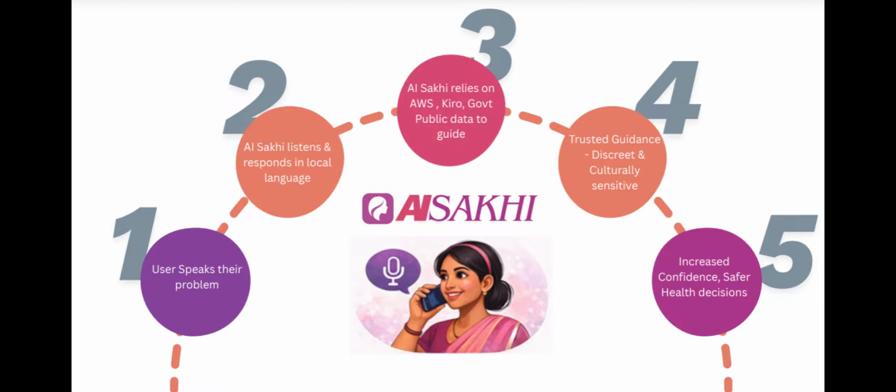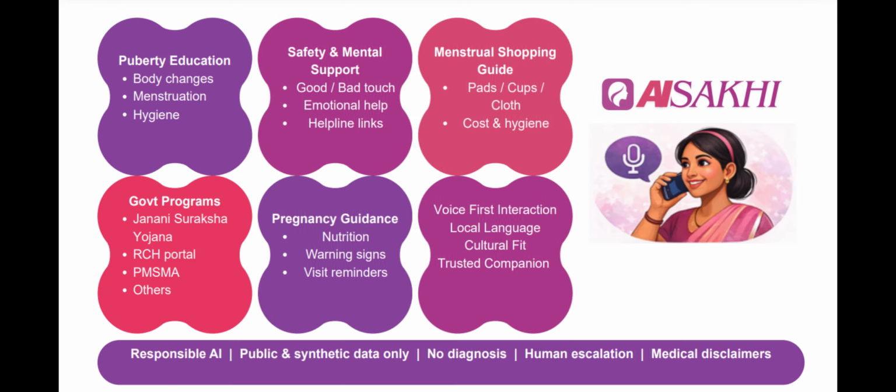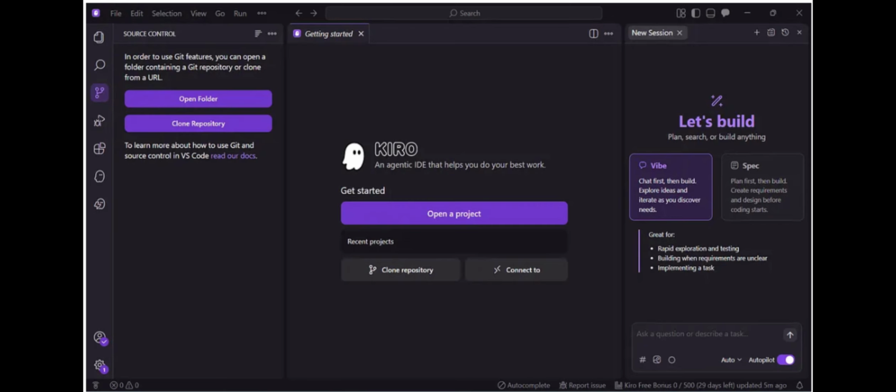Users, generally women and girls, can interact with AI Sakhi to ask health-related questions, receive reliable guidance, access relevant health resources, and get information in a simple and understandable way. It can help girls understand their physical changes during puberty, educate young girls with safety measures of good touch, bad touch, help women and girls shop for sanitary needs, guide women during pregnancy, and much more.